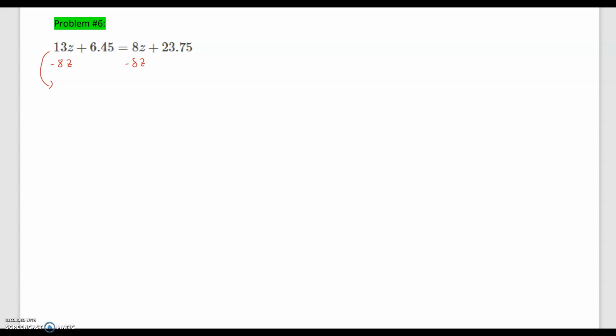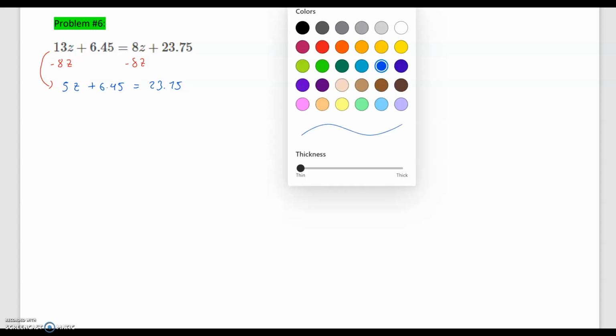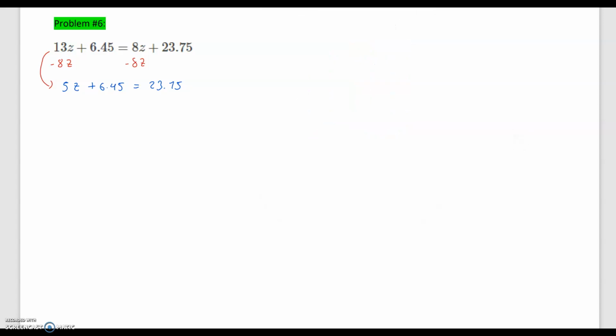So this is going to be 5z plus 6.45 equal to 23.75. And then here we have two options. One, we could multiply by 100 and cancel the decimals, but that's going to make the 5 into 500. Or just deal with the decimals. Let's actually deal with the decimals. I think it'll be faster.